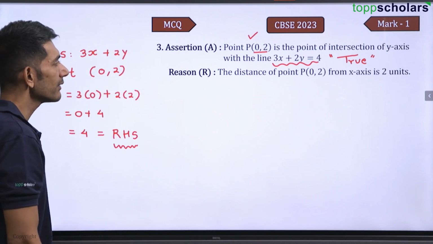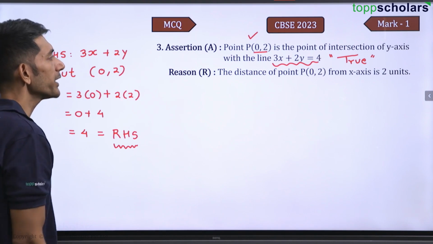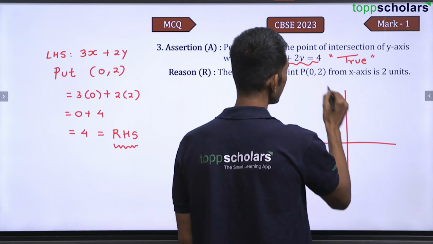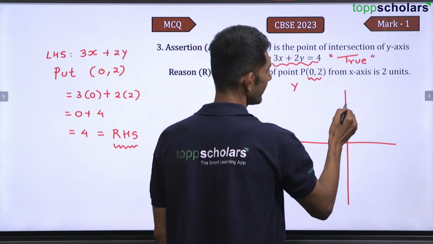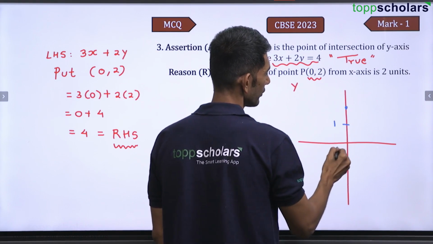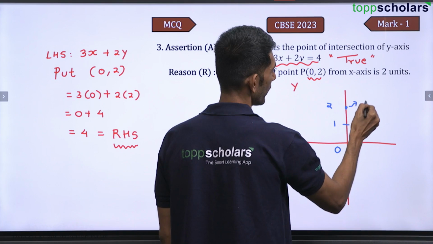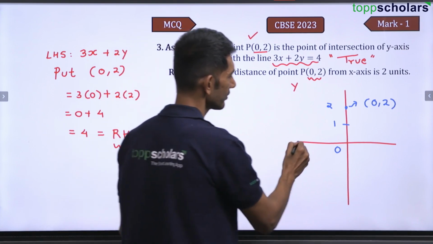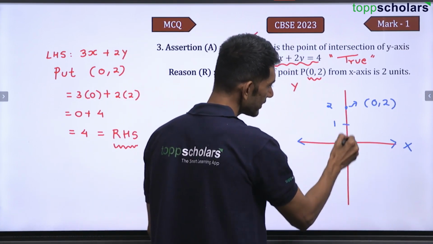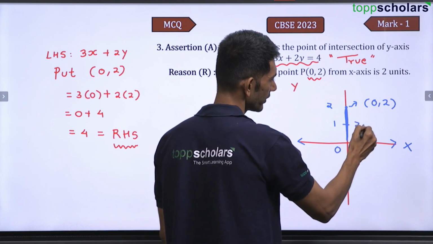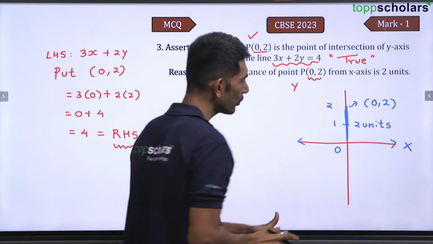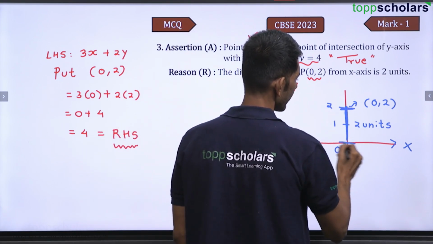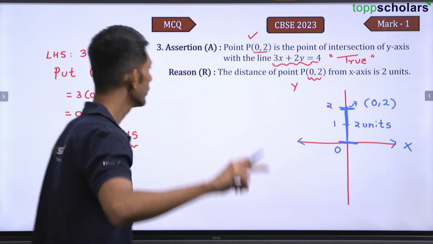Perfect. Now what is the reason given? The reason is that the distance of point P (0, 2). Where does (0, 2) lie? Can I say it lies on the y-axis? Suppose this is 1, this is 0, this is 2. Can I say this point is (0, 2)? Yes. And this is the x-axis. They are saying this distance is 2 units. Is it true? Yes, it is true. The distance of the x-axis to this point is 2. So this is also true.